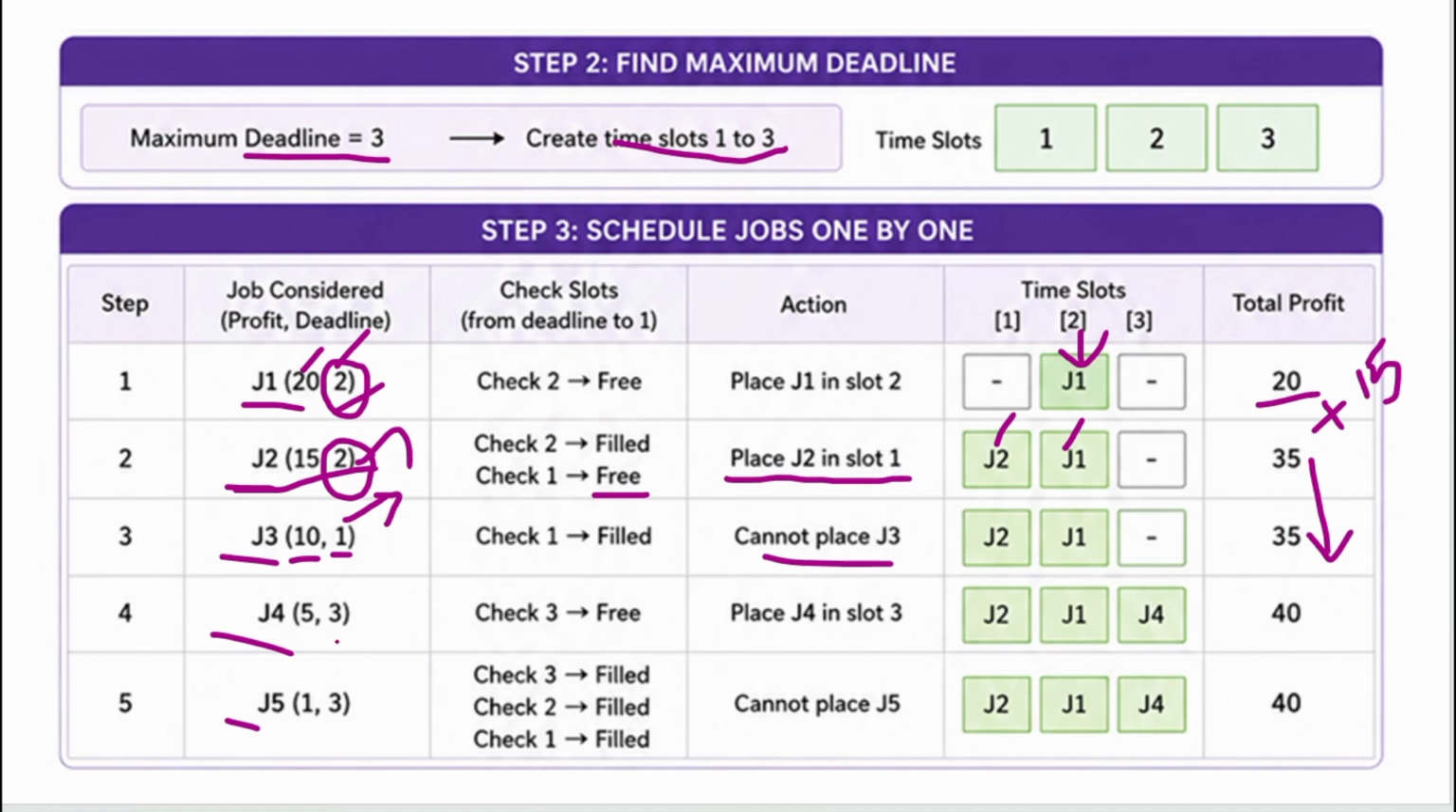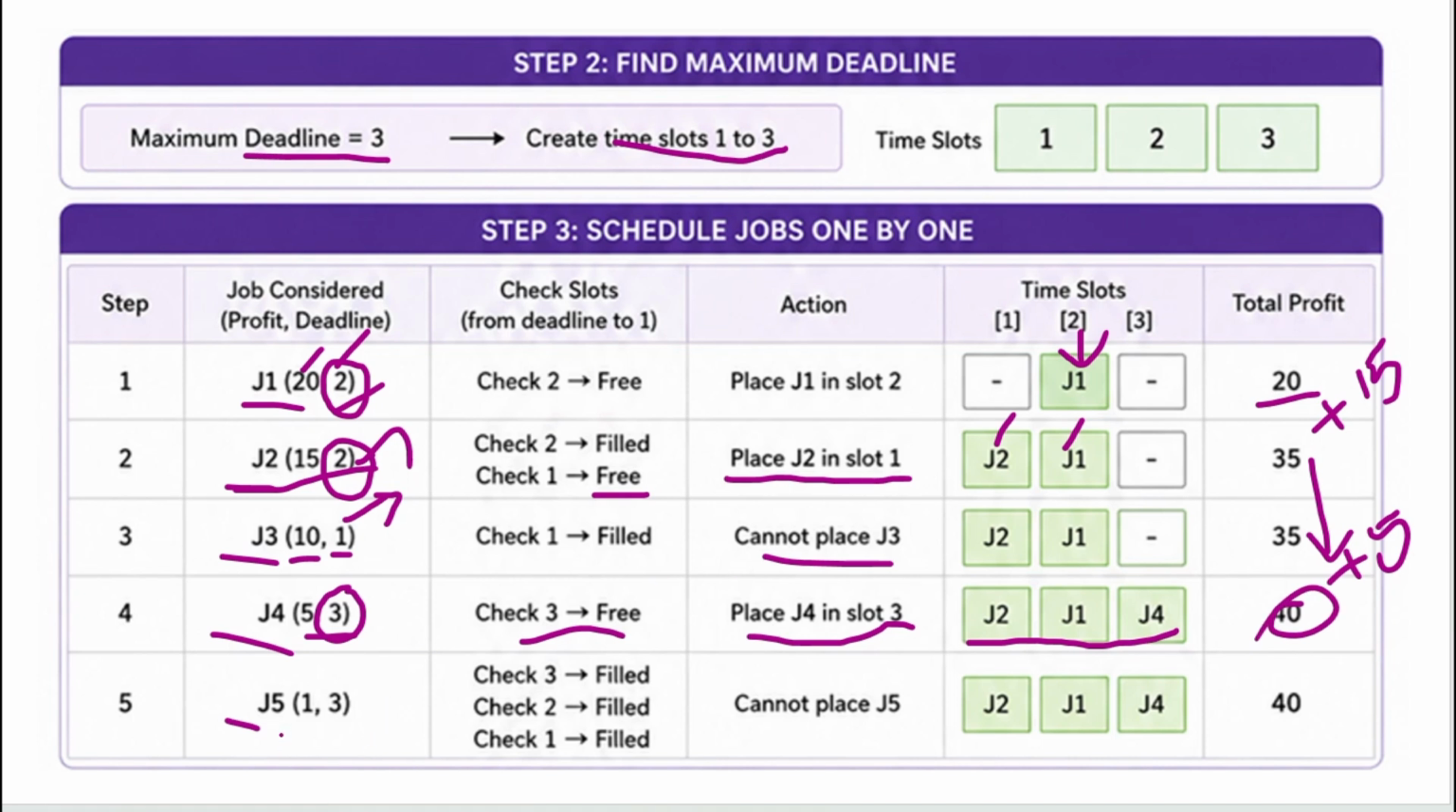Then step number 4, the next highest profit job is job number 4. What is the deadline? Deadline is 3. Then check, time slot 3 is available. Yes, free. Then place job J4 in slot 3. So what is the profit of job number 4? That profit is 5. So 35 plus 5, what is the value? That is 40. Now the maximum profit is 40.